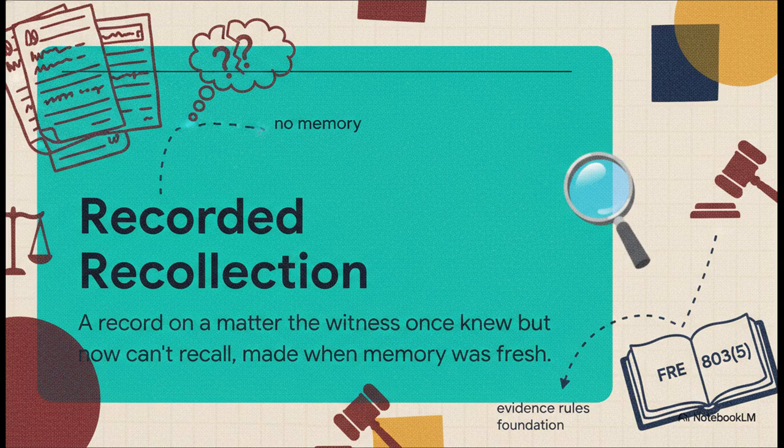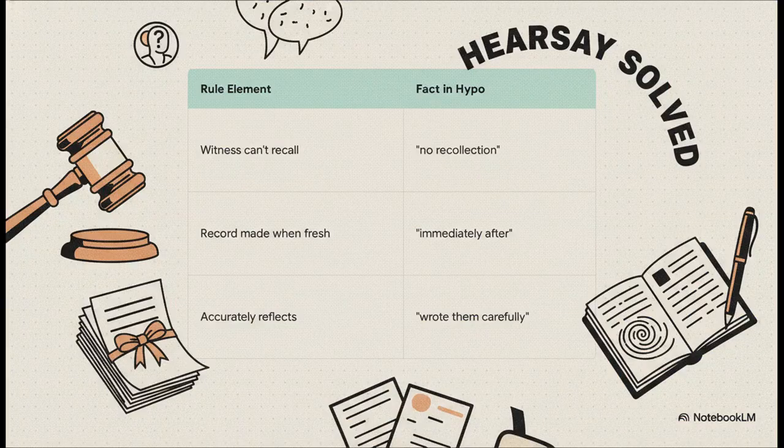On the stand, Molly testified that she has no memory of the conversation. That immediately points us directly to the recorded recollection exception under FRE 803(5). Let's see if the facts lay the right foundation. Molly's testimony on the stand is absolutely key to laying the foundation here. So first, she can't recall. Check, that's a prerequisite. Second, she made the record when her memory was fresh. The facts say immediately after. Check. And third, she testified that it's accurate because she wrote it carefully. Check. The outer hearsay layer is solved.